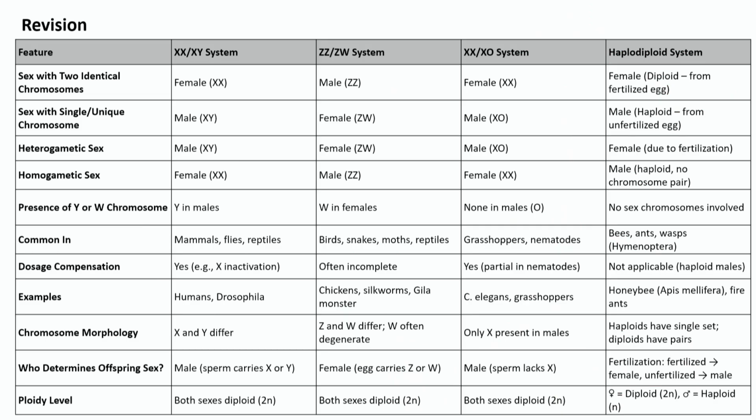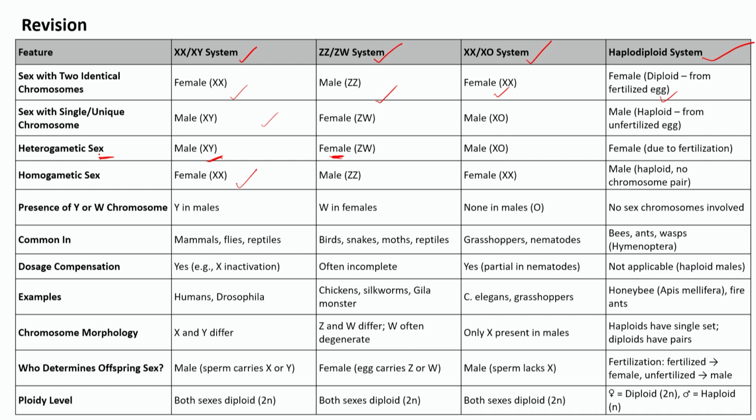And here I have summarized the systems that we have learned so far so that you can compare. So the XX and XY system I have listed here, the ZZ and ZW system here, the XX and XO system is here, and the haploid-diploid systems are here. And what are the female genotypes? You can see here. And the male genotypes are written here. Male is XO in the XO system.